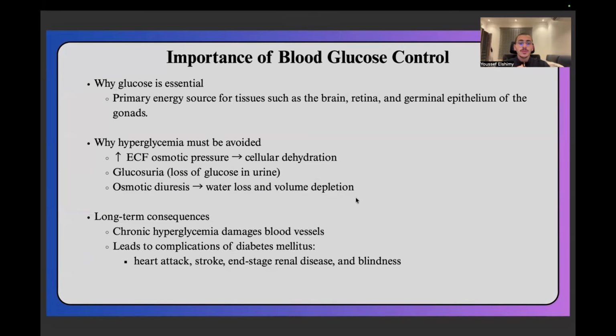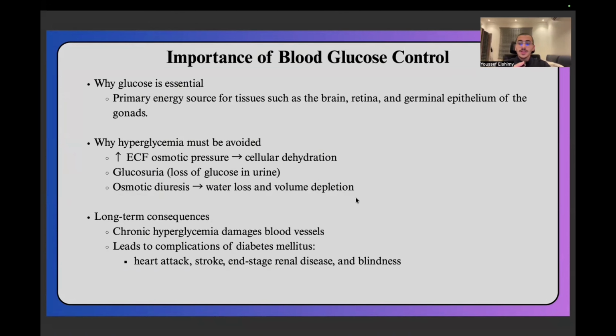So moving on to the other part. Why is glucose essential? Like, can we survive without glucose? Unfortunately, not. Glucose is important because it is the main energy source for tissues like the brain, the retina, the germinal epithelium of the gonads. So without glucose, the brain cannot survive. The retina cannot function. The germinal epithelium of the gonads cannot do their job.